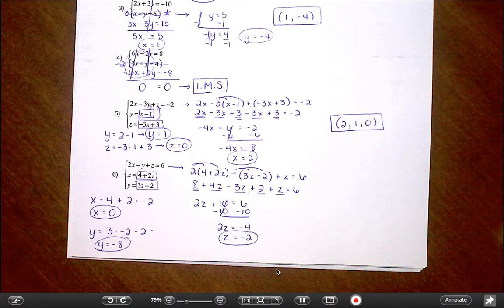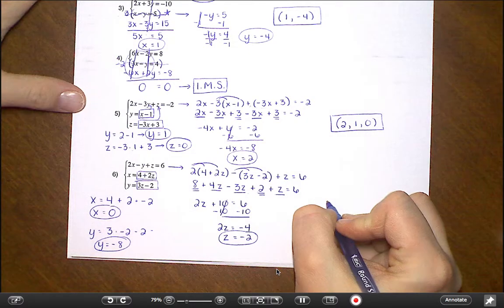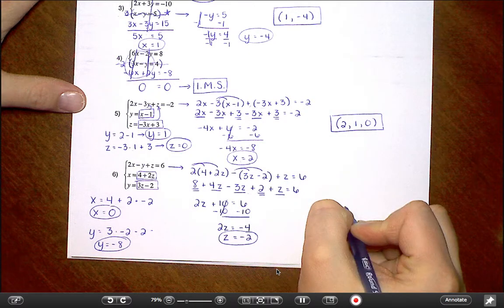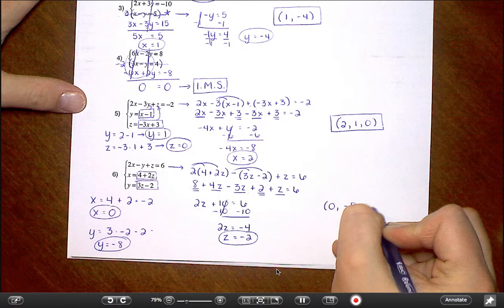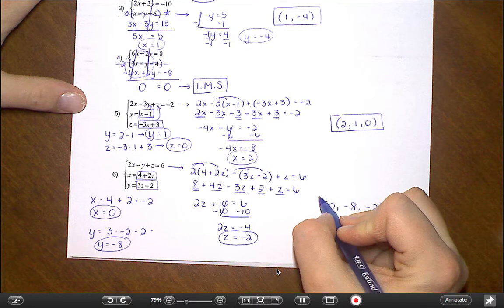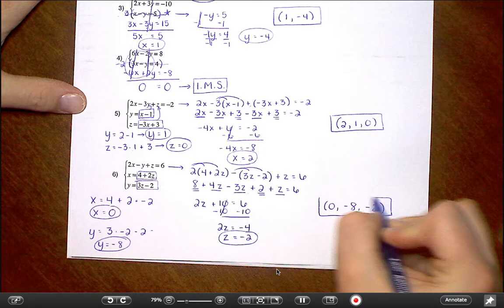And again, if you wanted to, you can leave your answer like that, or you can write it back together as a coordinate. If you do it as a coordinate, it needs to be x comma y comma z. So that would be 0 comma negative 8 comma negative 2. So it doesn't matter what order you found them in, it just matters what letters they actually represent.